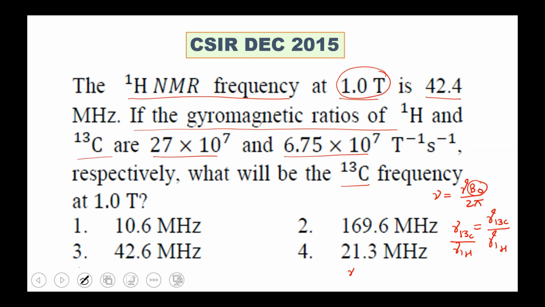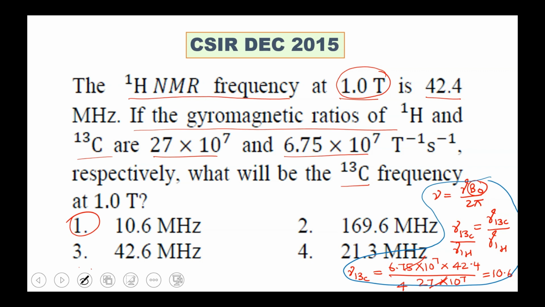So the frequency of carbon will be equal to the gyromagnetic ratio of carbon, which is 6.75 into 10 power 7, into the frequency of proton, which is 42.4, divided by the gamma of hydrogen, which is 27 into 10 power 7. So this is approximately 4 times. So the answer is 10.6.